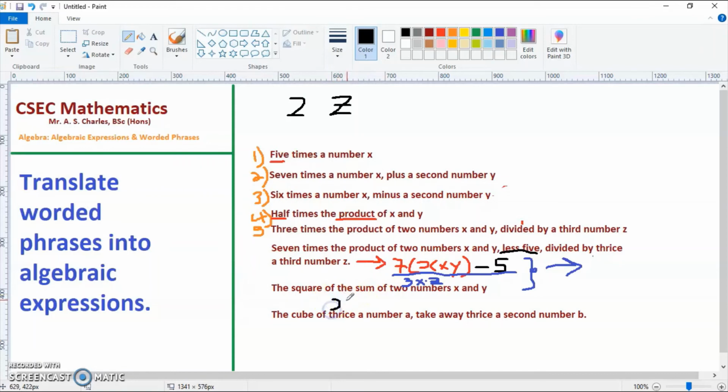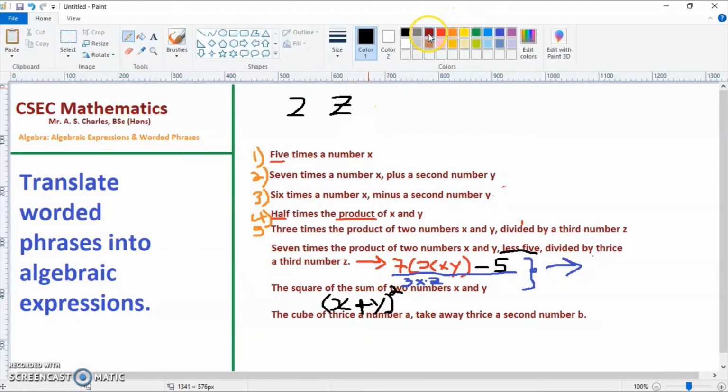The sum means to add, so that's x plus y. That's the sum of the two numbers x and y. But it's not only the sum, it's the square of the sum, so we have to put that in bracket and put our little 2 above there. So that is the square of the sum of two numbers x and y, and that's our answer there.